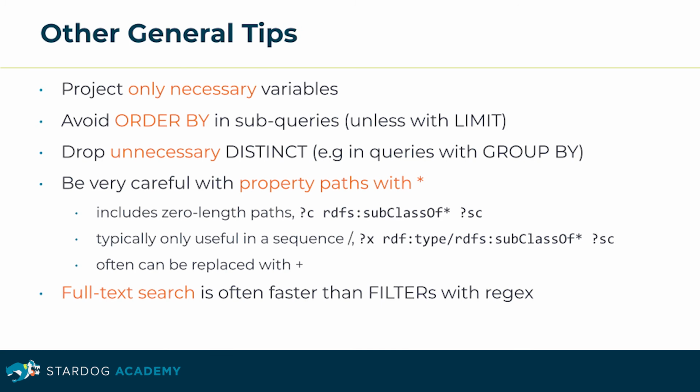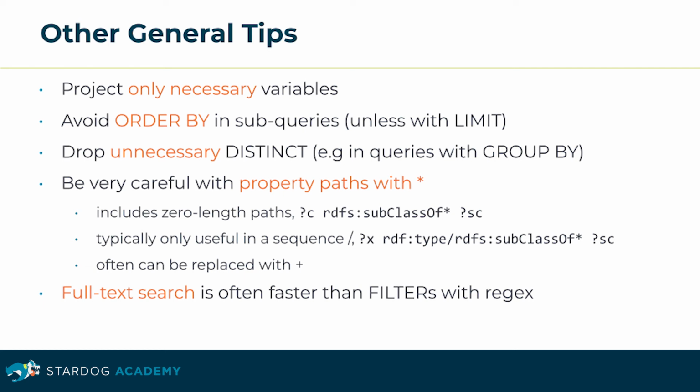So, some other general tips to consider. First, project only necessary variables. If you come from a SQL background, things like select star or listing all the columns are generally not helpful. And if we know what we want, we should just express that and project only those necessary variables. Second, we want to avoid order by in subqueries unless there's a limit, as this is going to break the pipeline and bring in that data to be sorted and ordered.